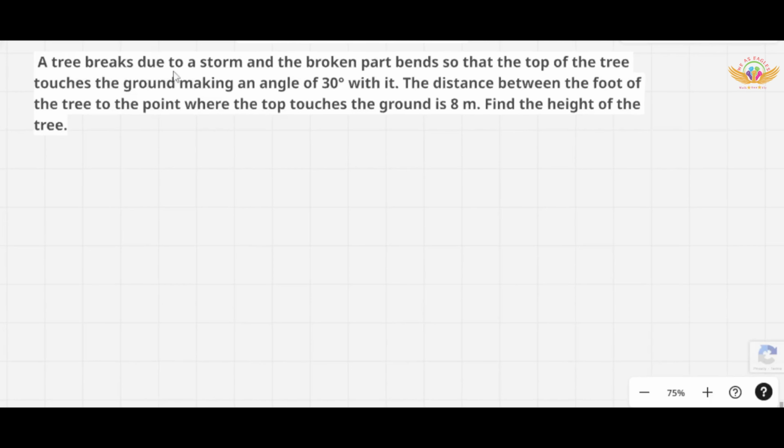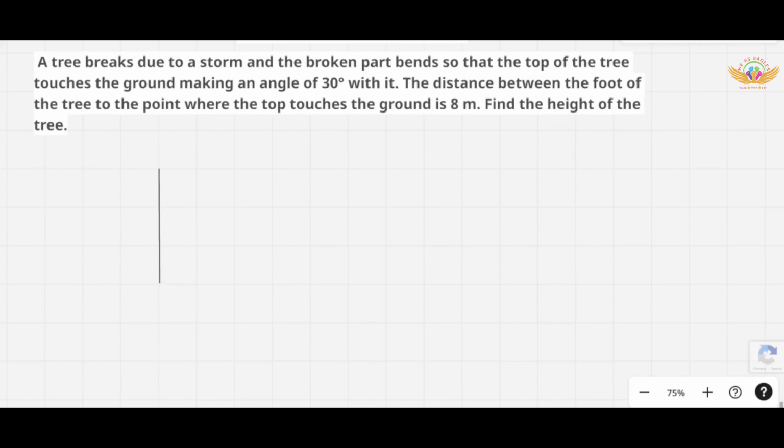A tree breaks due to a storm and the broken part bends. So there is a tree first. So let us draw the tree first. Done. So this is a tree I am drawing, and there will automatically be a ground, right? So this might be the ground. Okay. And what is happening?